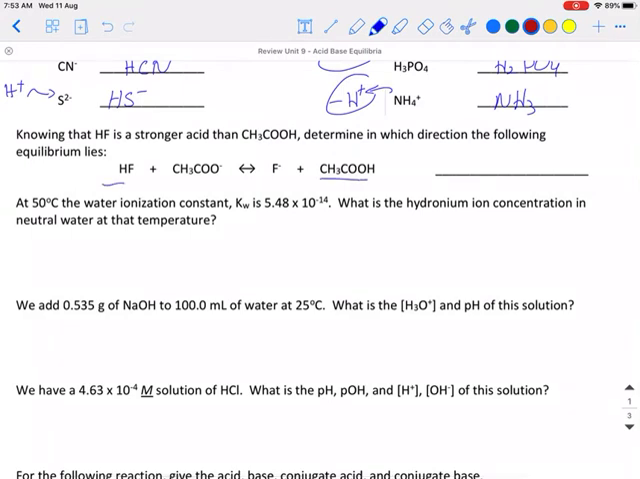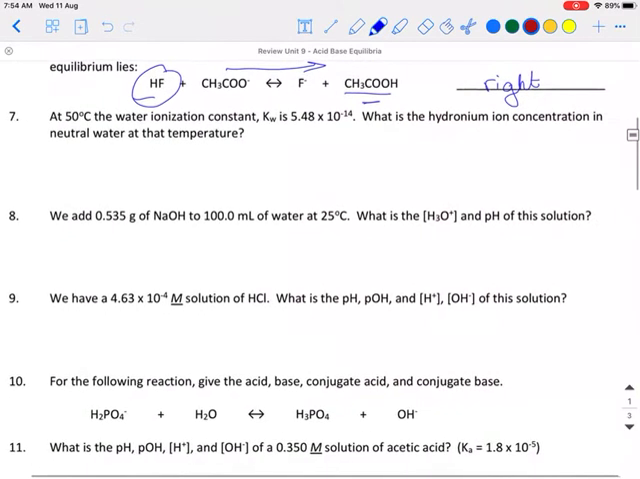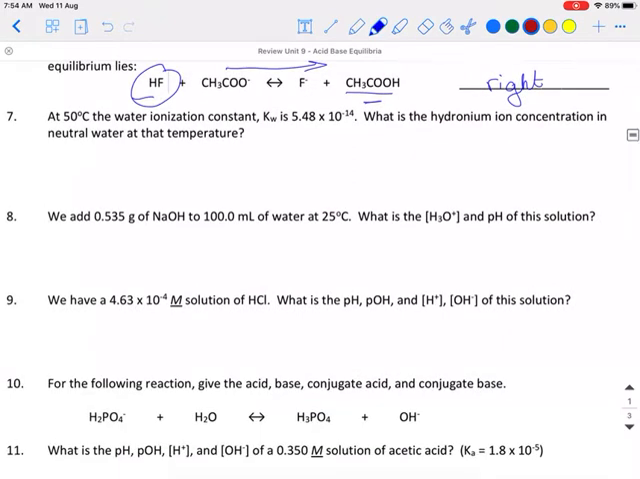Knowing that HF is a stronger acid than acetic acid, determine in which direction the following equilibrium lies. Always the equilibrium lies in the direction of the weaker acid? No, the direction of the strong acid. This is stronger than this one, so the reaction is driven to completion, and it will lie to the right.